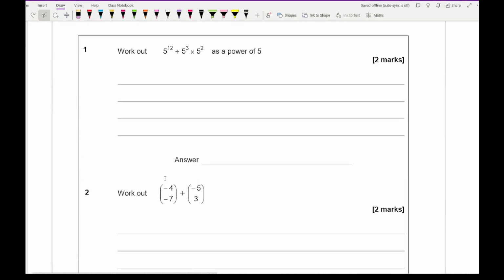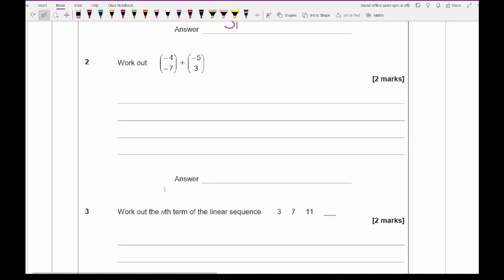So looking at question 1, it says work out 5 to the power 12 divided by 5 cubed times 5 squared as a power of 5. So for this, when we're dividing with indices and the bases are the same, which they all are, we take away the powers, and when we multiply, we add the powers. So this is going to be 5 to the power of 12 minus 3 plus 2, which gives us an answer of 5 to the power of 11.